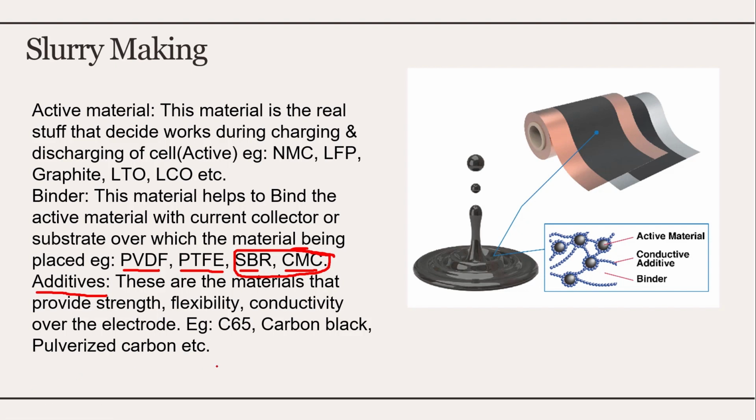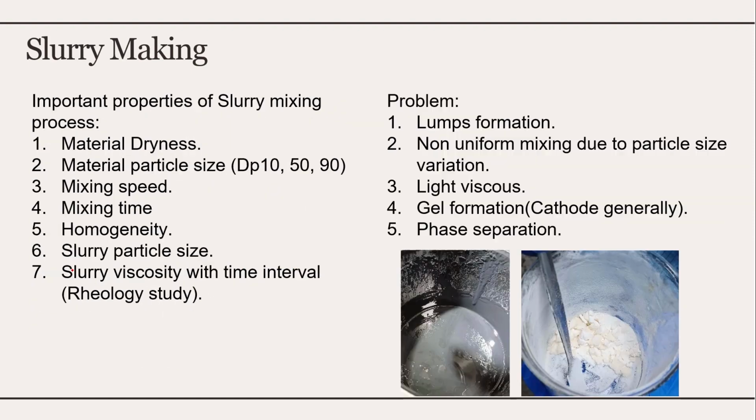Some of these additives are like C65. These are conductive additives which will create the conductivity. Another one is carbon black or pulverized carbon. These additives help us create the conductivity inside the system.